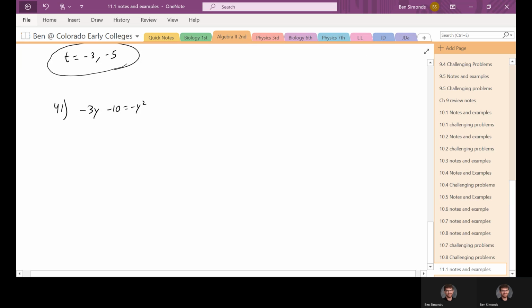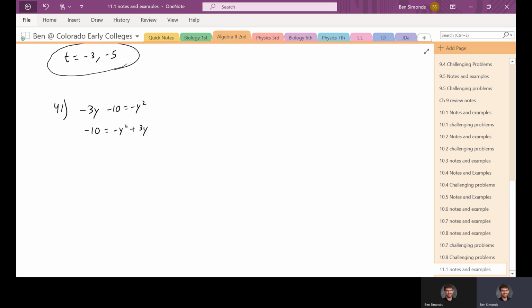Let's get all of our y's on one side. So negative 10 equals negative y squared plus 3y. I just moved the 3y over to the other side there. But I don't like when my squared term is negative. It sometimes can make things a little more complex. Not always, but sometimes. So just in case, I like when my squared term is positive.